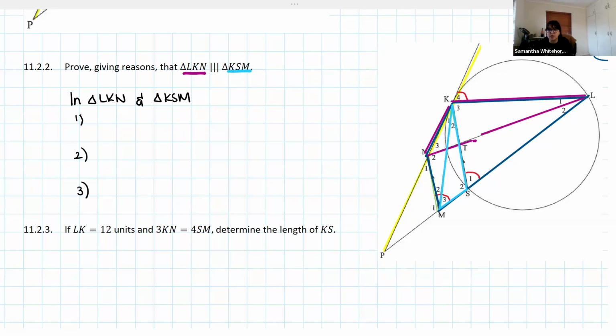Okay, guys, I'm going to give you 1 more minute and then we'll have a look. Remember, similarity, because you've got no information about your sides, you're going to have to use angle, angle, angle. So you're looking for angles that correspond with each other.